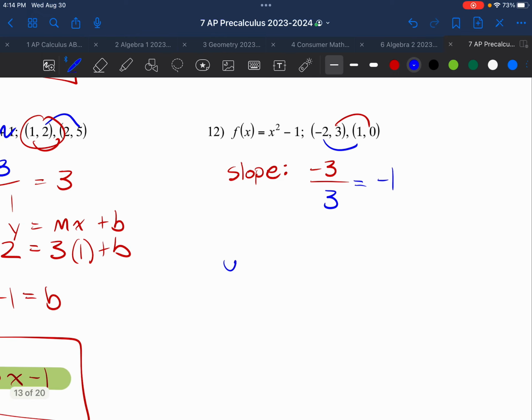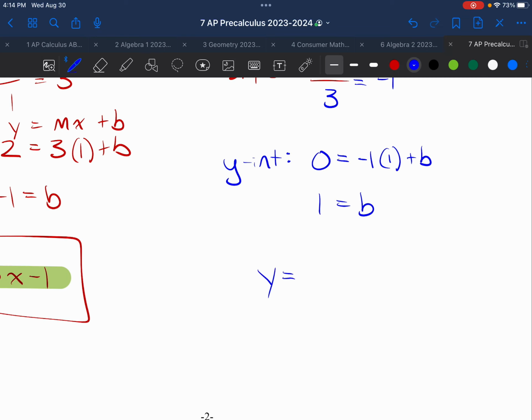All right, now we need to do our y-intercept. Our y-intercept is going to be y equals mx plus b. I'm going to choose this point because it has a 0 in it, and therefore it's probably going to be easier. Y is 0 equals m, which is -1, times x, which is 1 in this case, plus b. And -1 times 1 is -1. Add the 1 to both sides, and I get 1 is equal to b. Therefore, my final answer is y equals -1x, or just -x, plus b, which is plus 1.